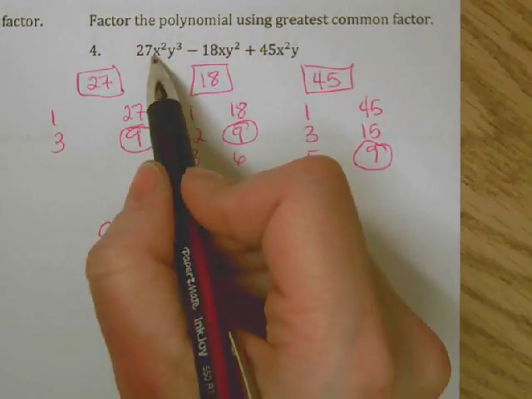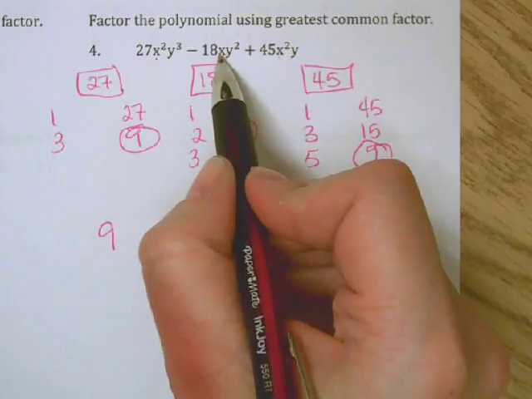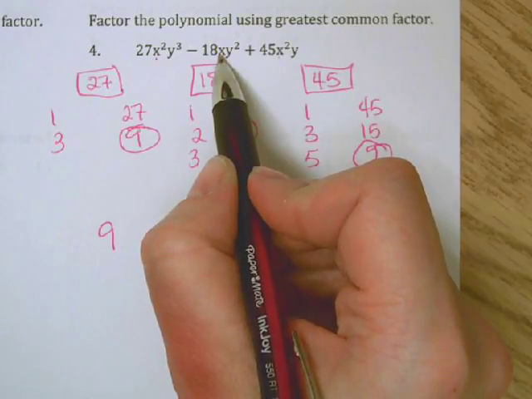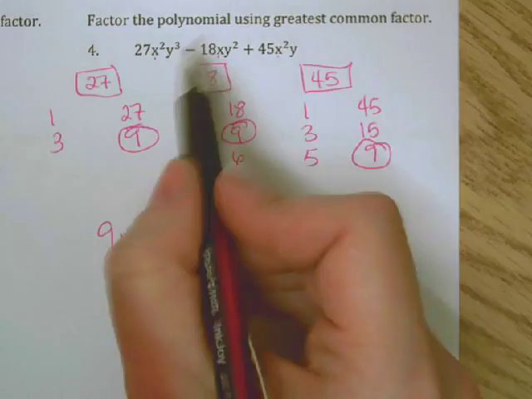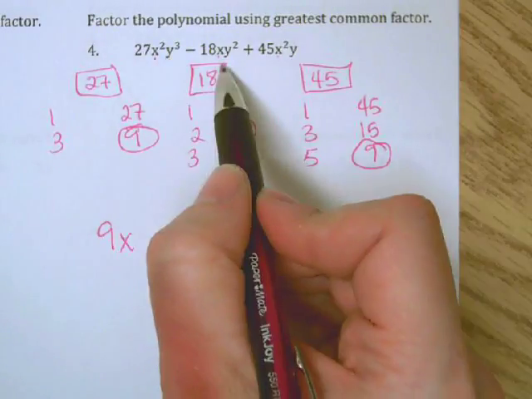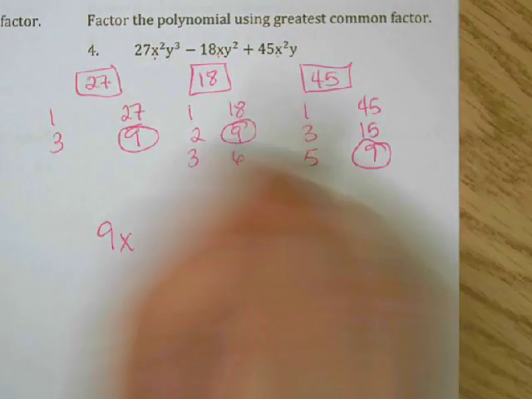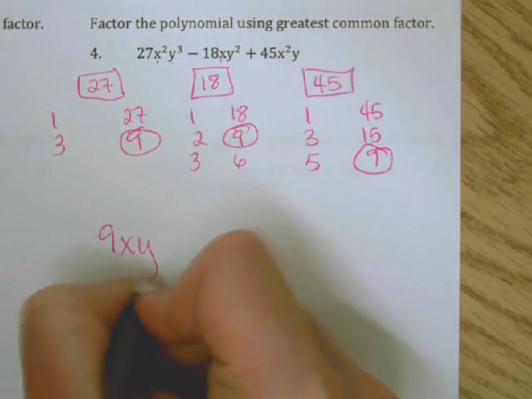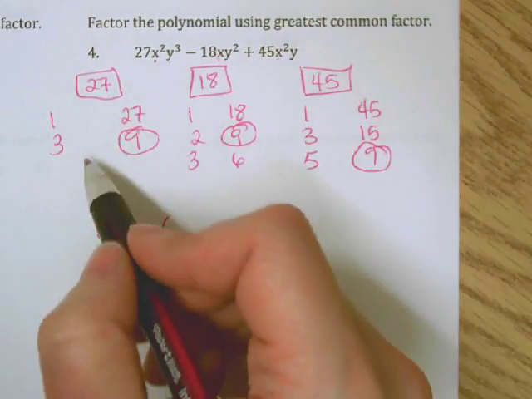Now I need to look at my x's. I have x squared, x, and x squared. So my x here, that's my highest exponent, x to the first, so I can divide out a single x. I have y to the third, y to the second, and y. So once again, I can only divide out one single y from all of those. I don't have enough to take out any more than that.